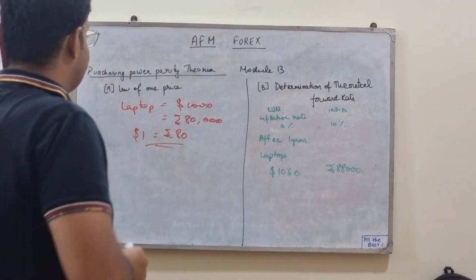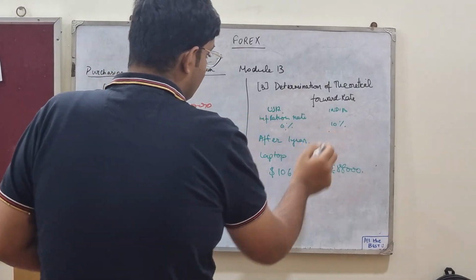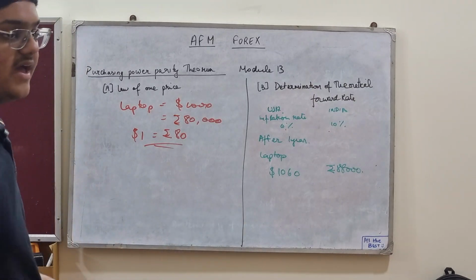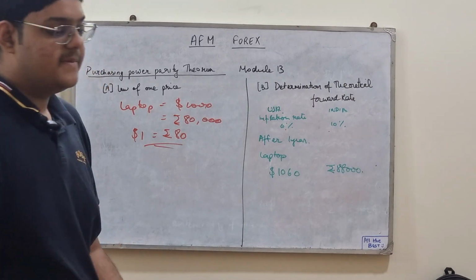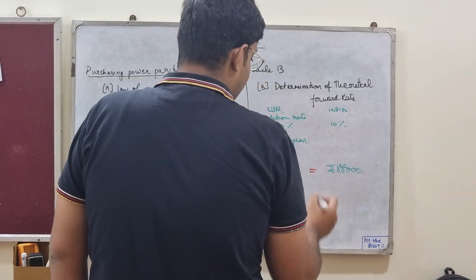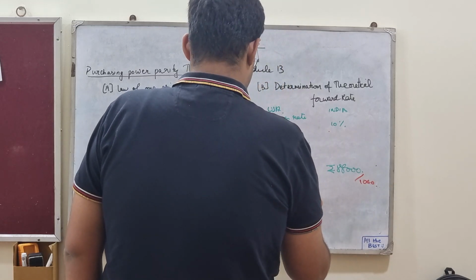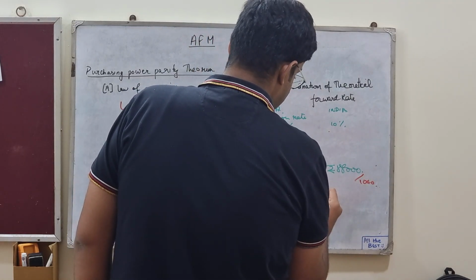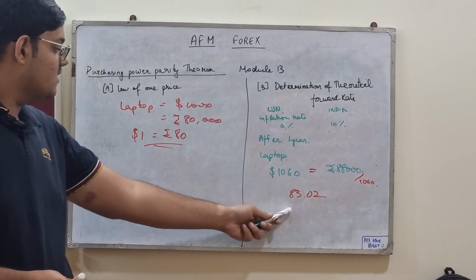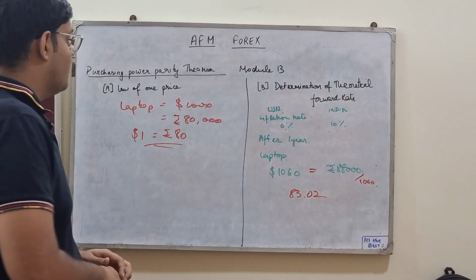What the purchasing power parity theorem says is, even though the inflation rates are different, the consumer must still be indifferent as to where he purchases the commodity. Basically, this should be equal to this. So if we divide this by that, we will get again, I guess, 83.02 rupees. So that would be the 1 year forward rate, theoretical forward rate, according to the purchasing power parity theorem.